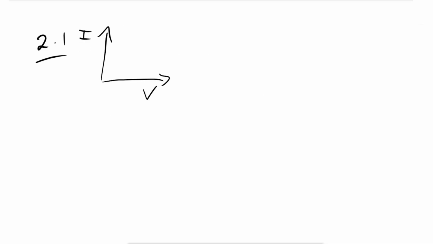2.1, we have an IV graph with lots of data on. Just make sure you have the same number of points on both sides of the line. 2.2, however, identify the data point. Okay, so basically, when does it stop obeying Ohm's law?